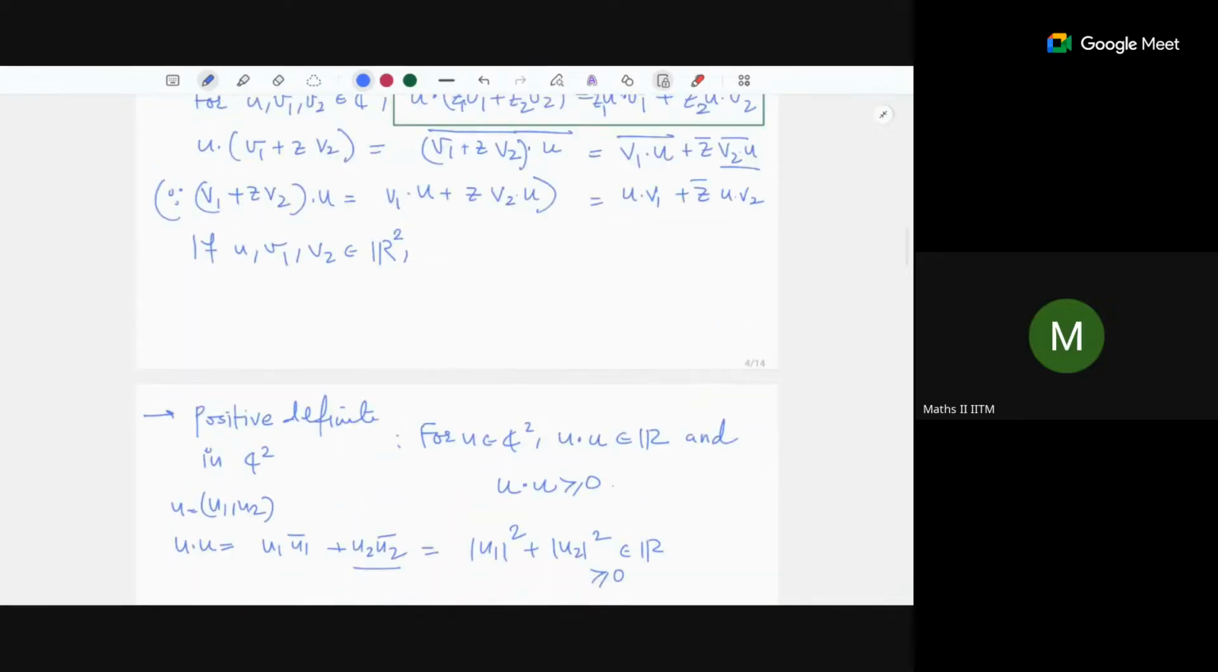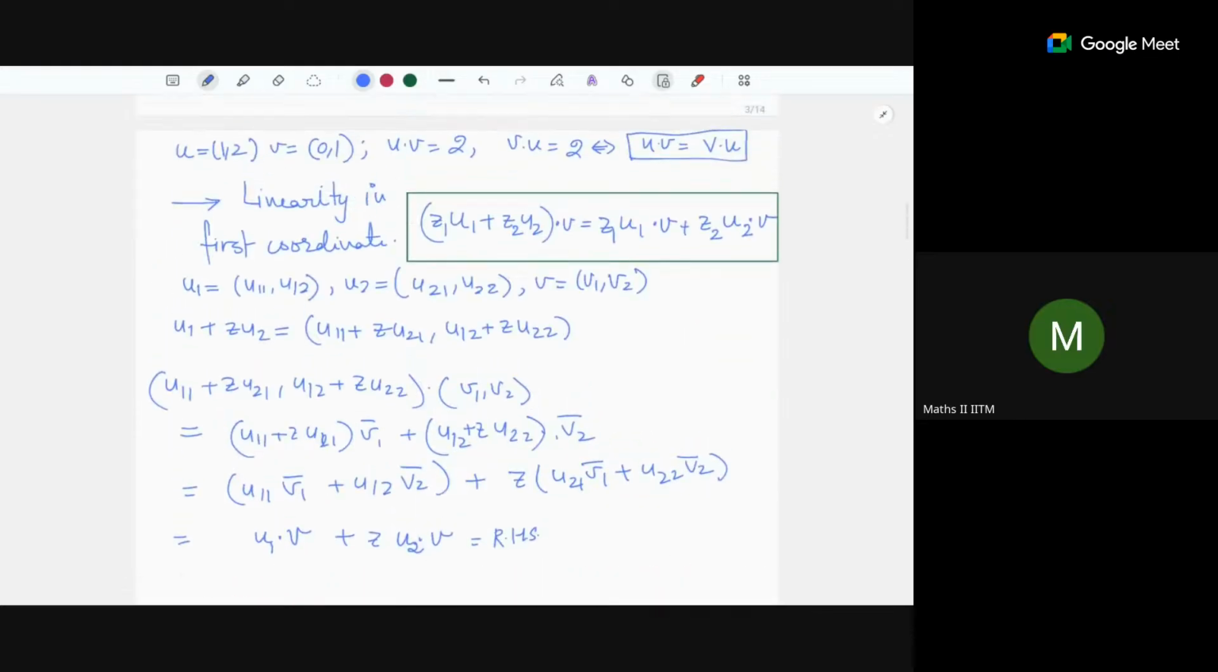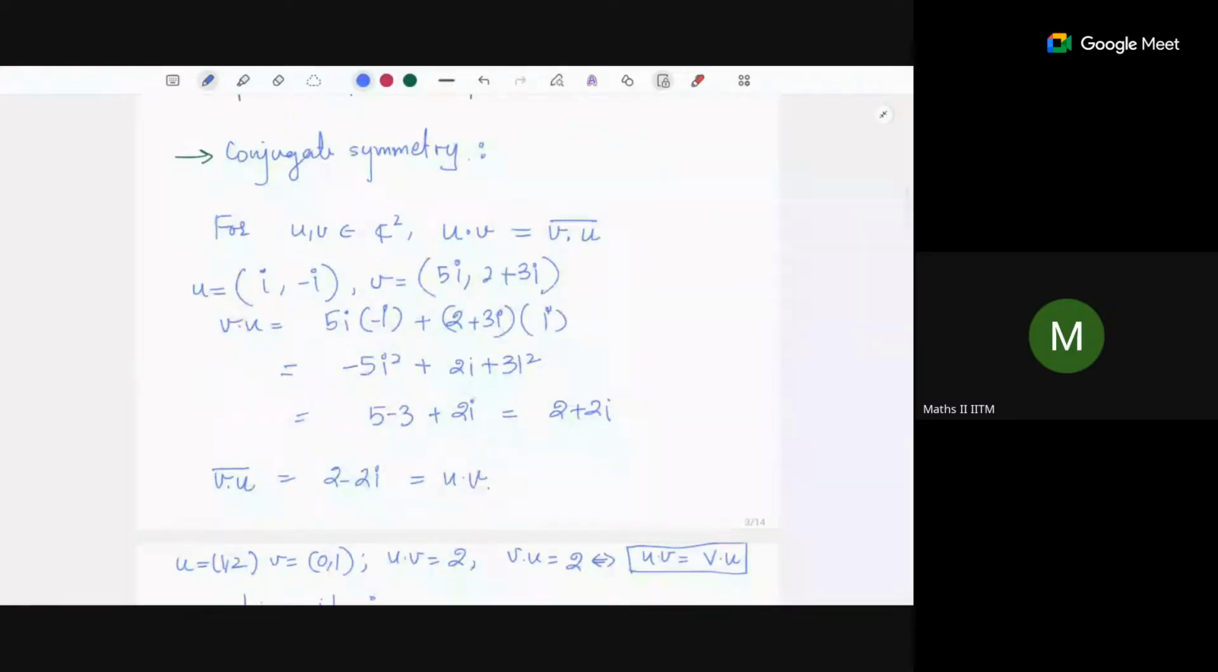Now in case of R2, let's do the R2 case. What are the properties that we see? We have seen the conjugate symmetry for C2. For R2, the conjugate symmetry does not make sense, but the symmetry makes sense. It doesn't matter which vector you take first to do the dot product, that we have seen, this one here.